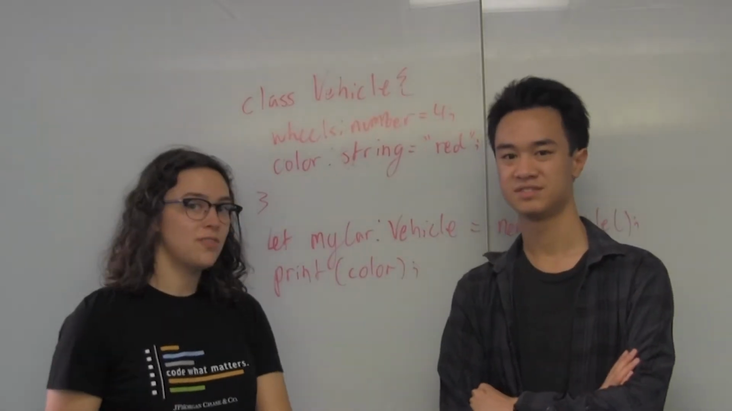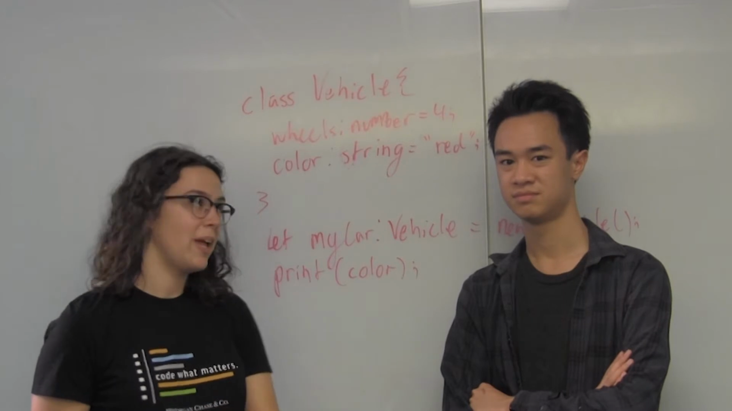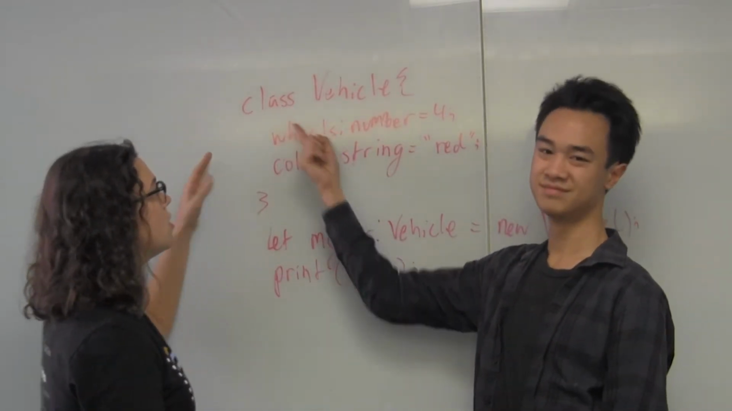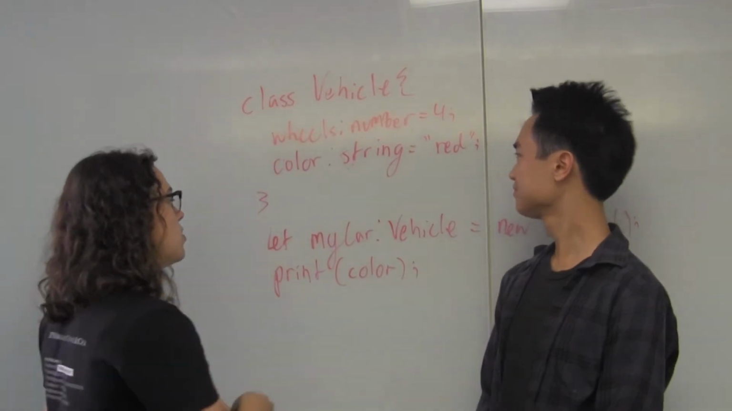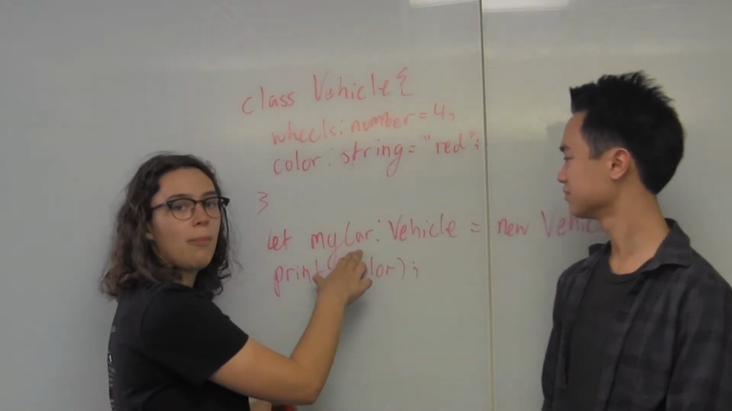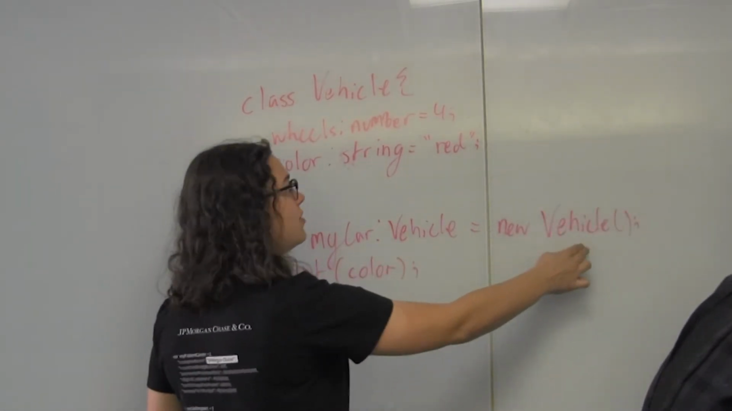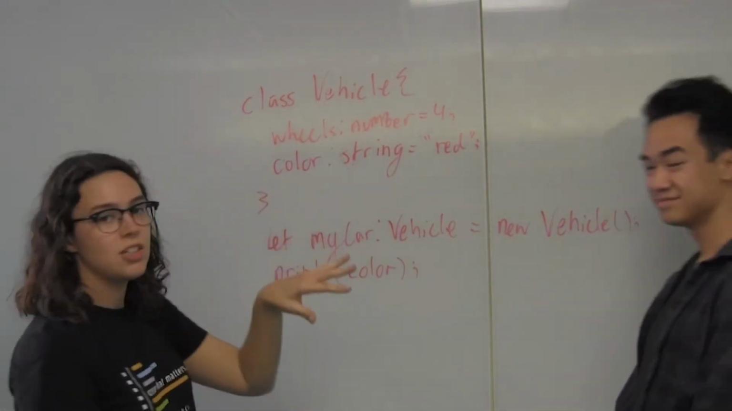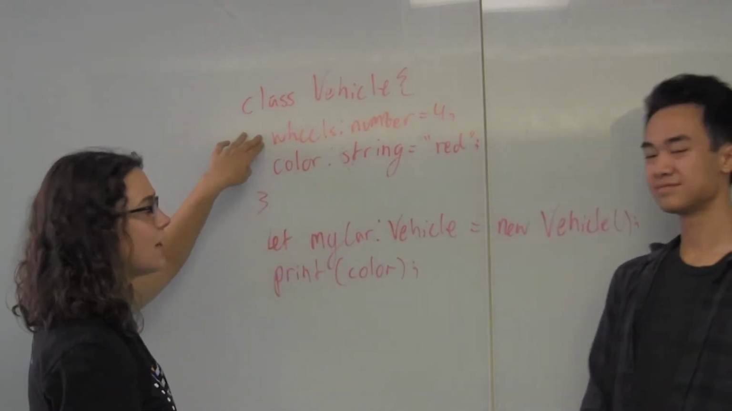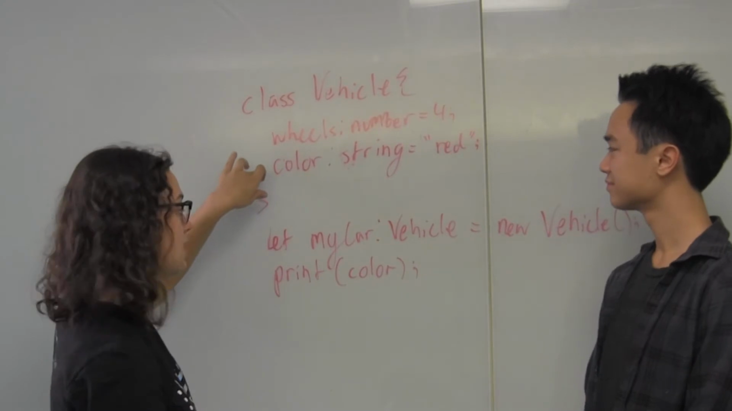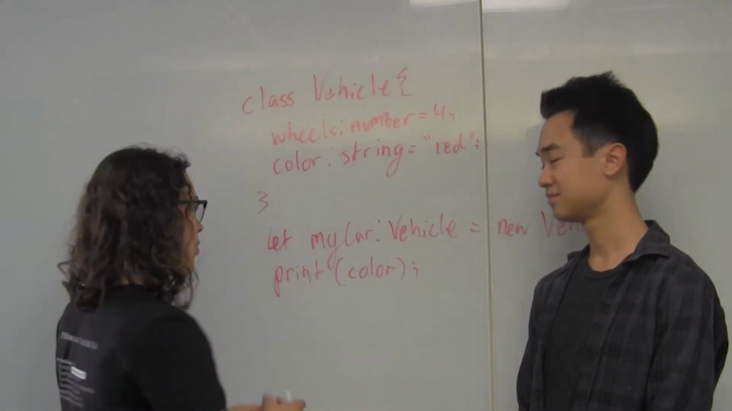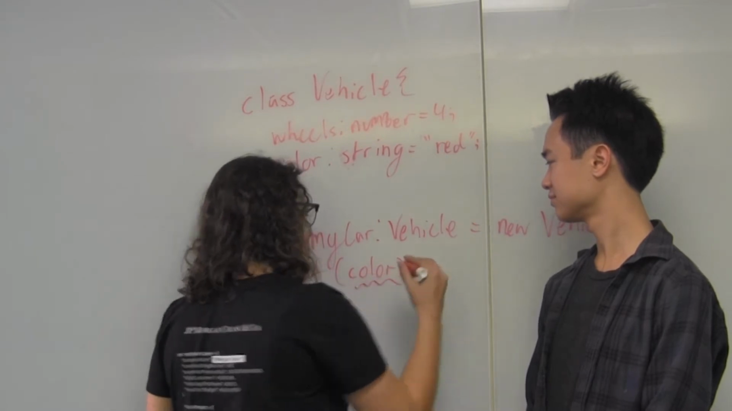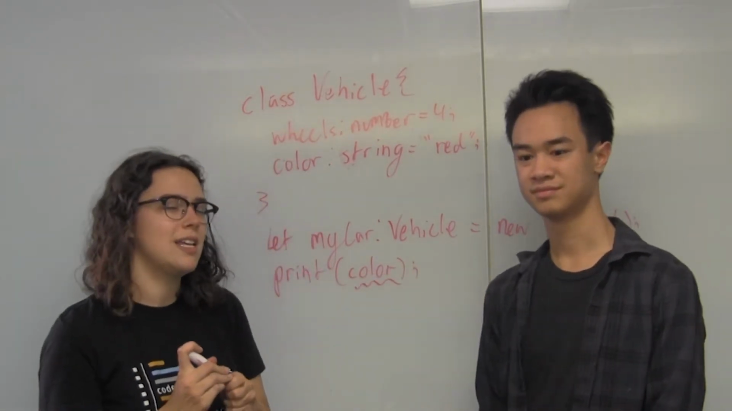So another place that variable scope really comes into play is with classes, right? So within a class, we have several properties that we can access, right? So here I've declared this new variable called myCar, and it's going to be a new vehicle, which means that it's going to be initialized with these properties here. It's going to have 4 wheels and its color is going to be red. So if I were to say print color, the computer is going to give us an error, right? And a little red underline because it doesn't know what color is.